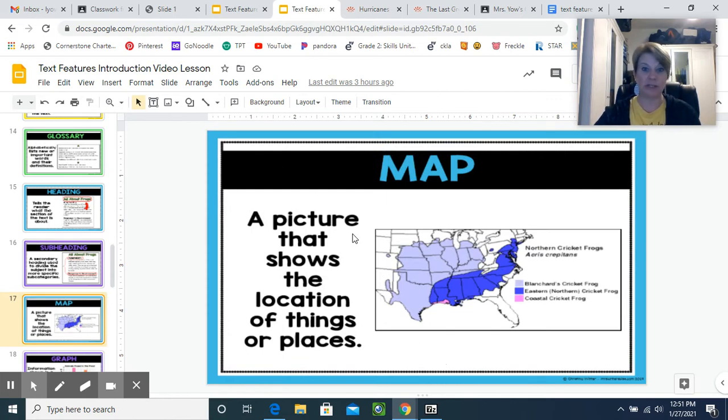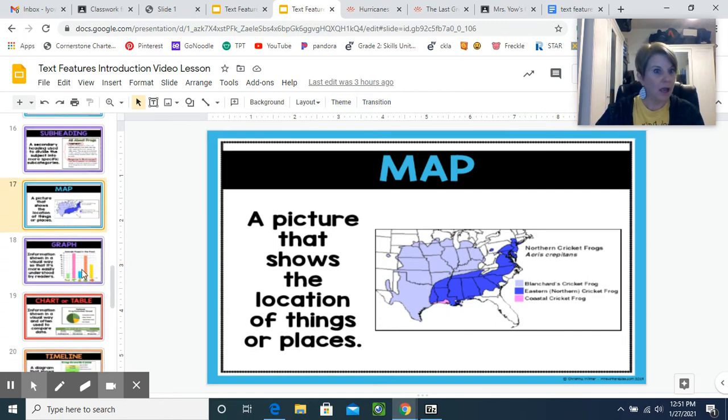A map is just a picture that shows the location of things or places. So this particular map is where the blue parts, the light blue parts and the pink parts are showing us something. It tells you right here, it has a label for it. But the map is about northern cricket frogs, and that's the technical name for it. But the map is telling us where we can find those northern cricket frogs.